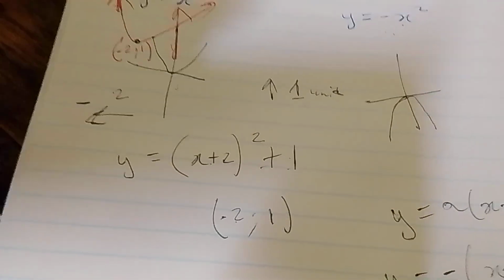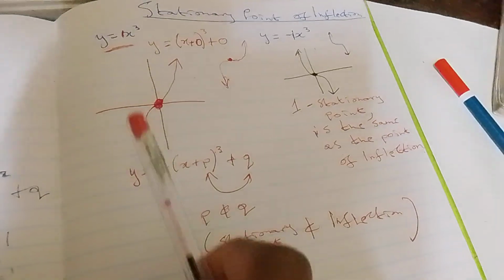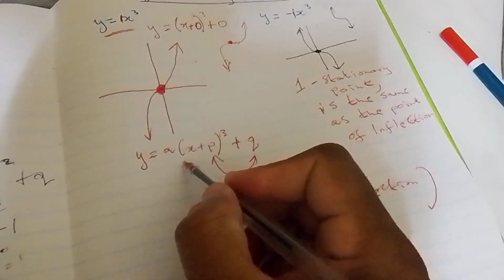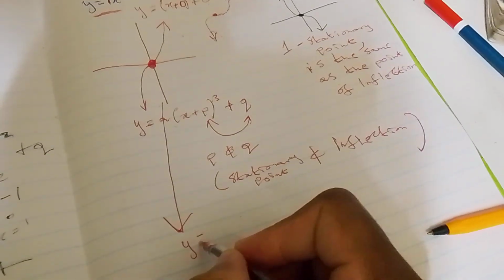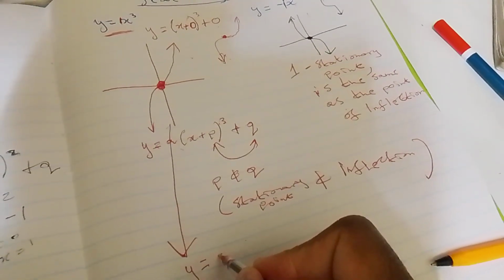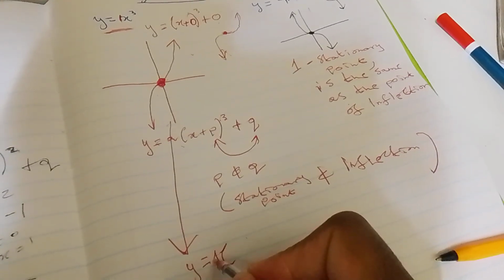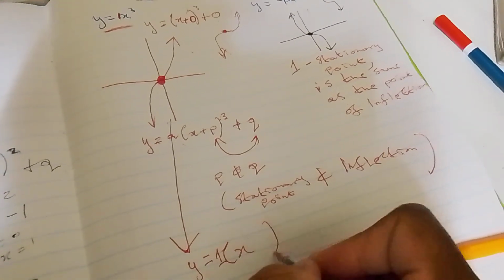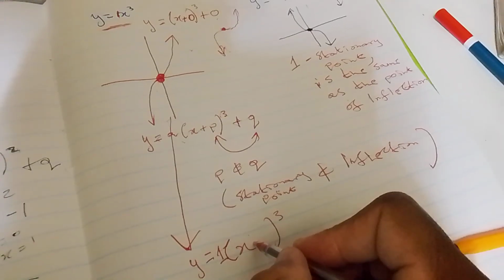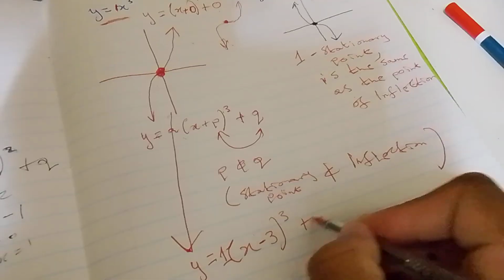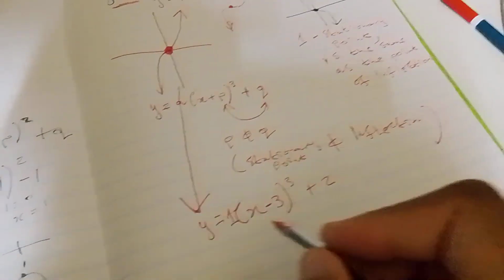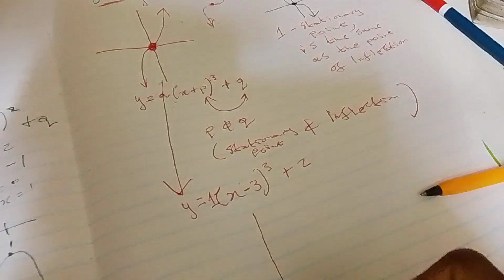So basically what I'm trying to say is that even these ones can be shifted. For example, this one I can shift to have an equation that says y equals 1 over x cubed. I can shift it 3 units to the right and then 2 units up. So when I'm shifting this one, you will have something like this.